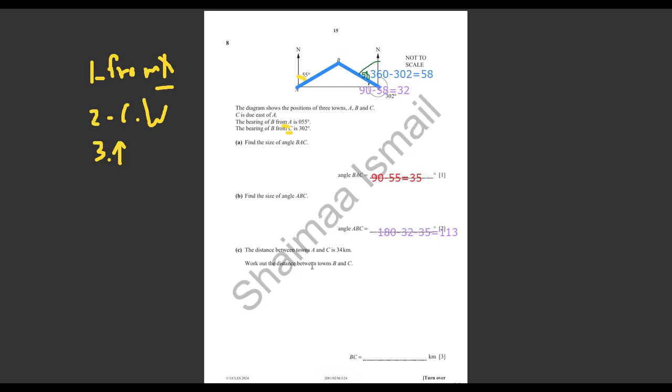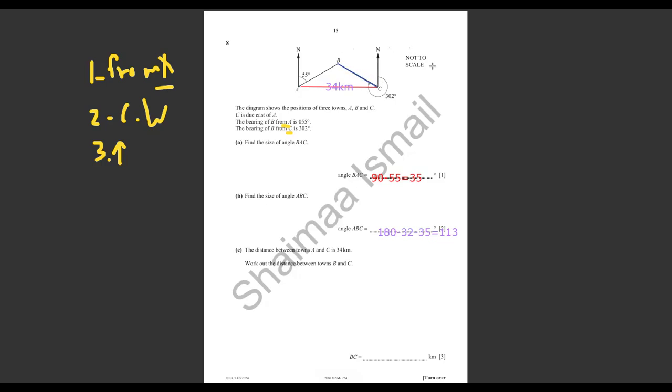Okay, the distance between the towns A to C. Let's erase this. The distance between the town A to C, here from A to C, is equal to 34 kilometers. Work out the distance between B and C. So we need B and C. So we're going to work on this. We need this from B to C.